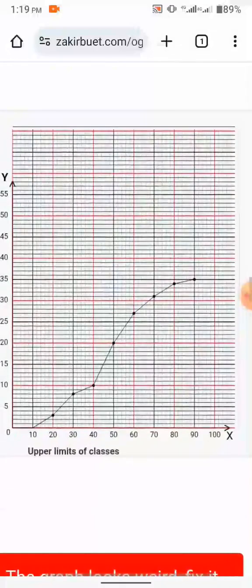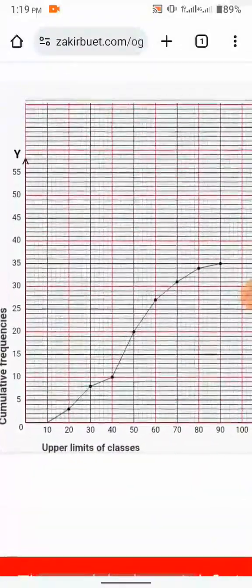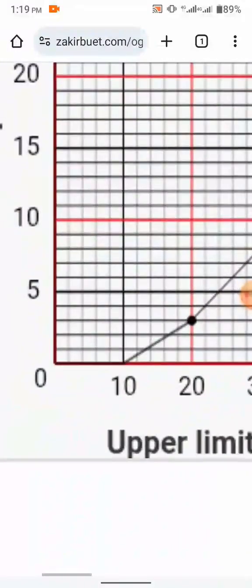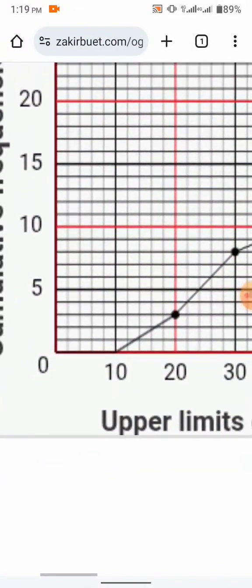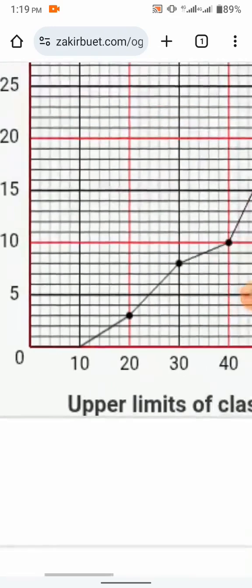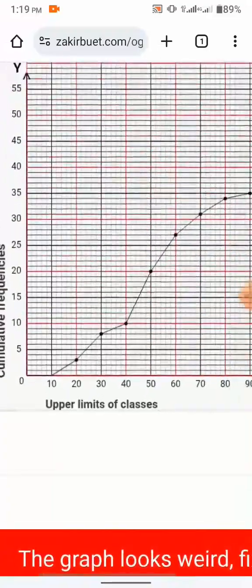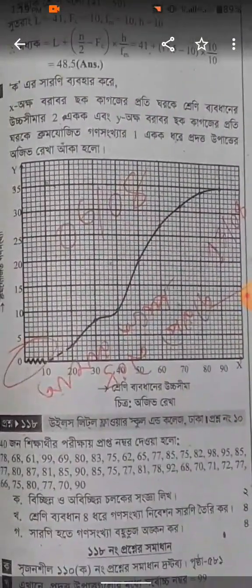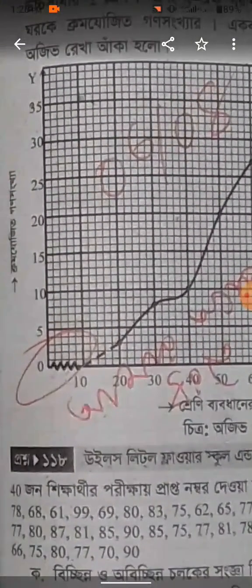Take a look at this shape. See, there is no break here because 0 to 10 is 10 units and 10 to 20 is again 10 units. Although the shape here is the same, the problem is that they have put a break here. That's why I have marked this with red pen.